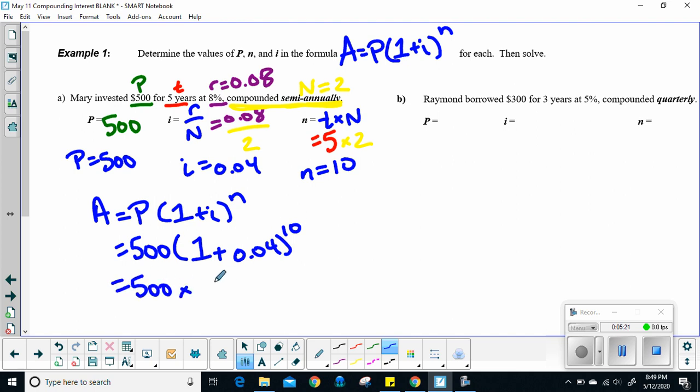Calculator, please. Order of operations: simplify what's in your bracket first, and then you do your exponent. 1.04 to the exponent 10. So that gives you a really big long decimal.